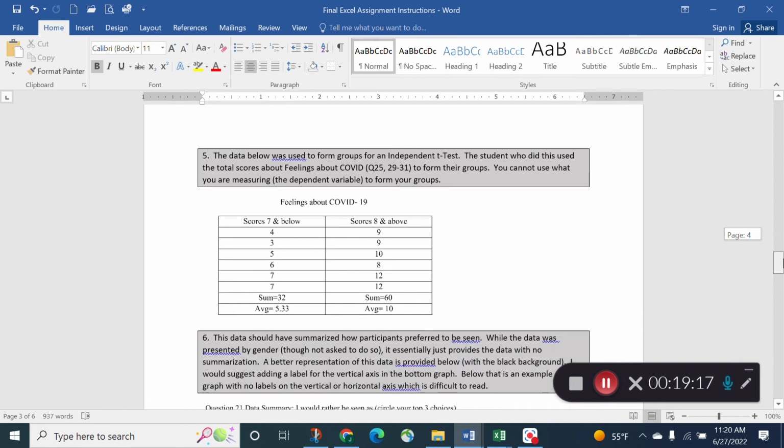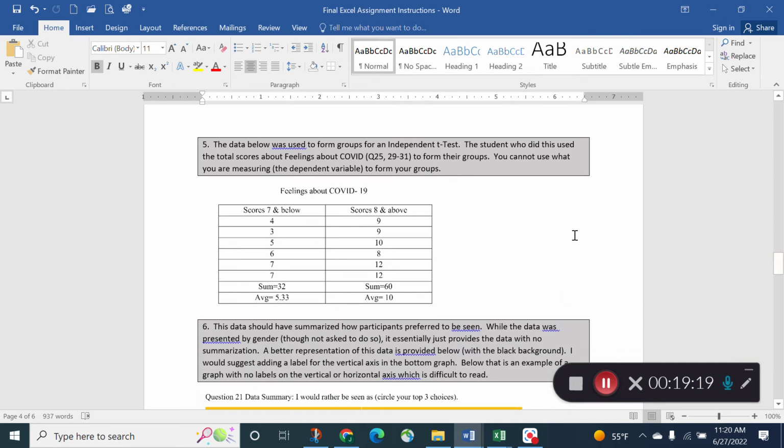Okay, so here is someone that, again, they were looking at feelings about COVID. And what they did was they used scores on the dependent variable, so in this case, feelings about COVID, to actually make their groups. So this was all the people who had, quote unquote, low feelings about COVID. These were the ones that had the higher feelings about COVID. And then they tried to do an independent t-test between them, which makes no sense.